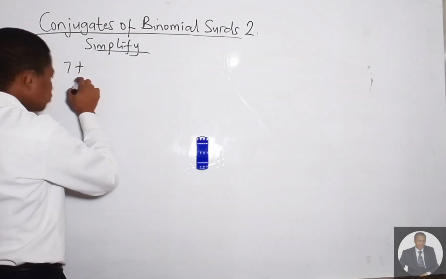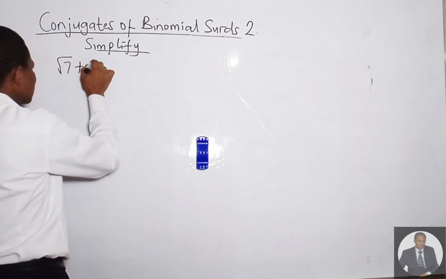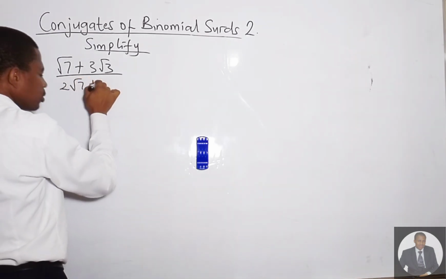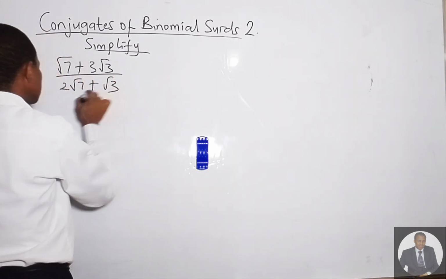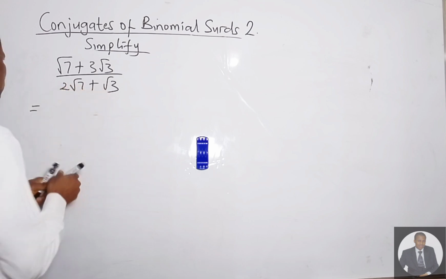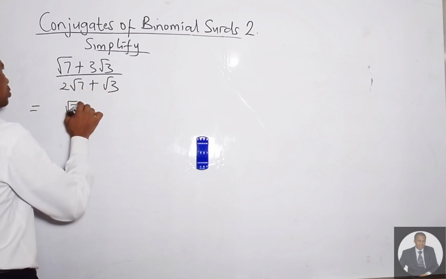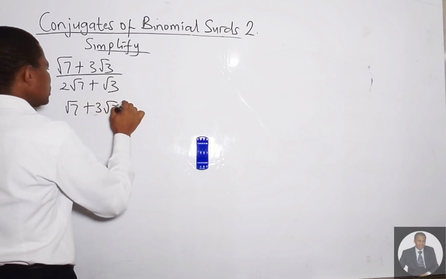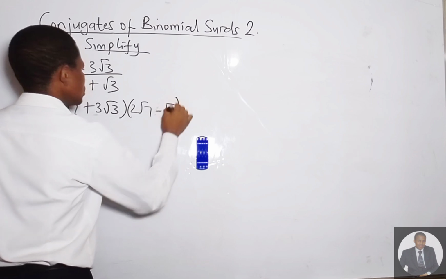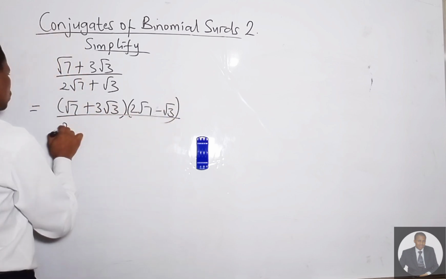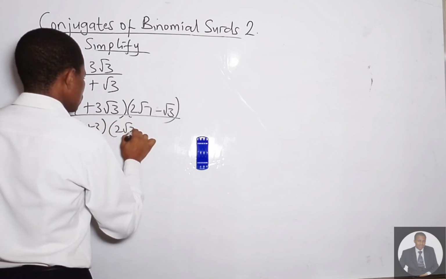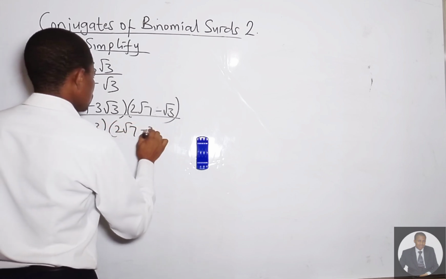Simplify (root 7 plus 3 root 3) over (2 root 7 plus root 3). So the conjugate of this denominator will be 2 root 7 minus root 3. So we multiply both the numerator and the denominator by 2 root 7 minus root 3.